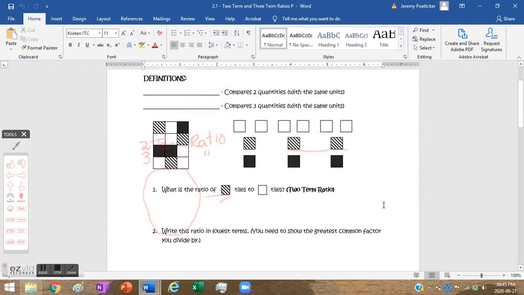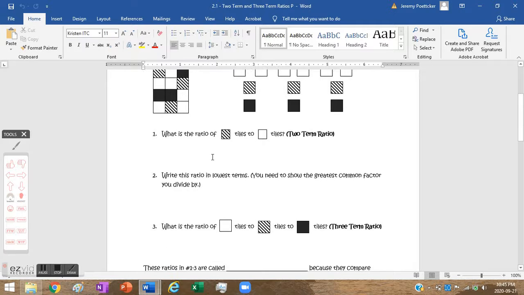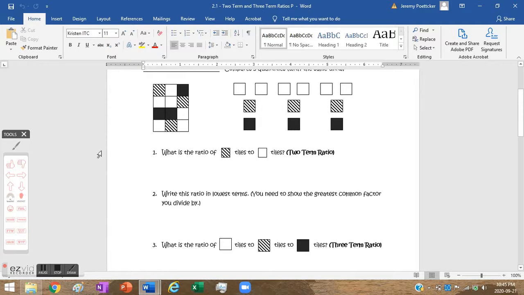Let's take a peek here. What we should see is that there are 3 stripy tiles, and there are 6 white tiles. So we can write this as a 2-term ratio. In ratio notation, 3, and then we put a colon. Now we'd read this as 3 to 6, but it's a colon that we're writing there.